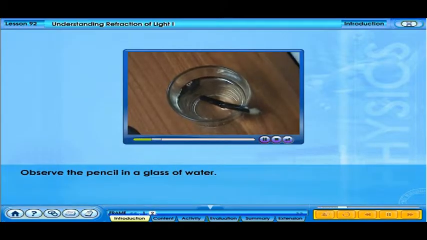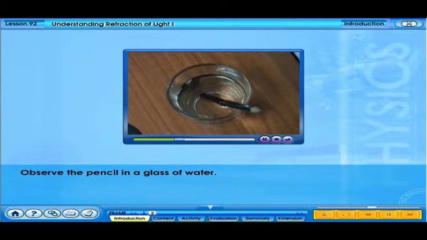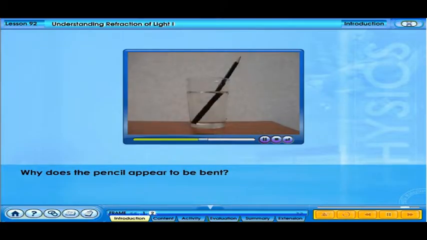Observe the pencil in a glass of water. Why does the pencil appear to be bent?